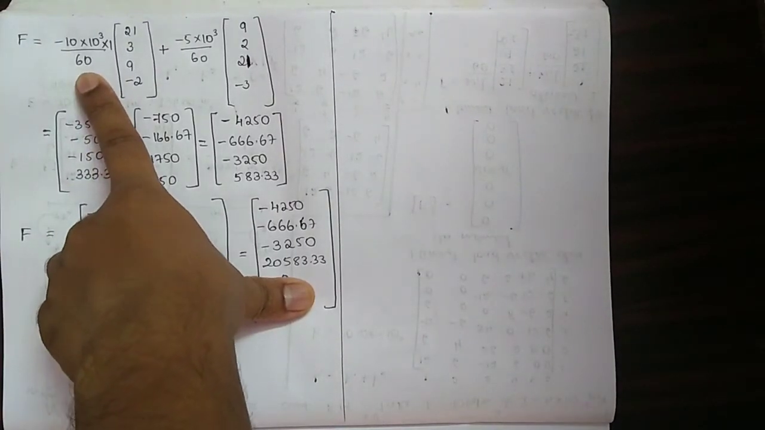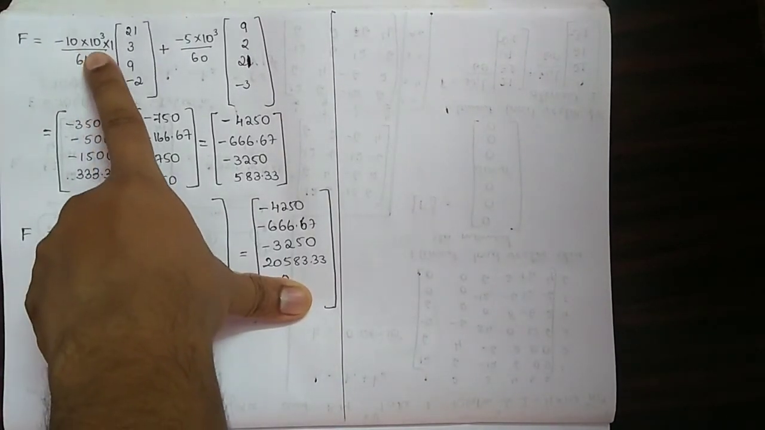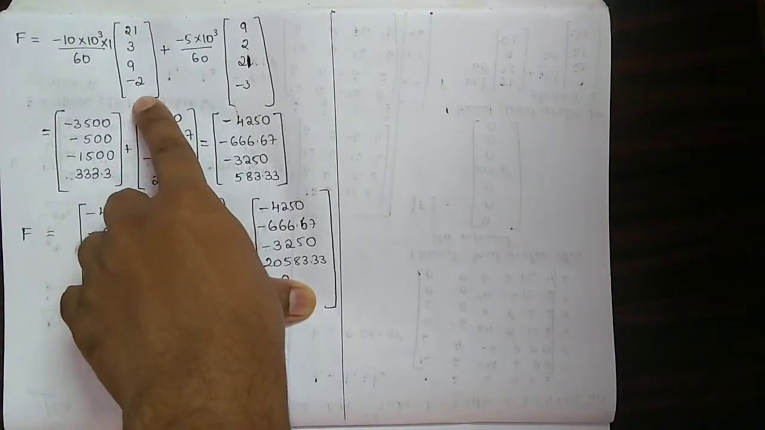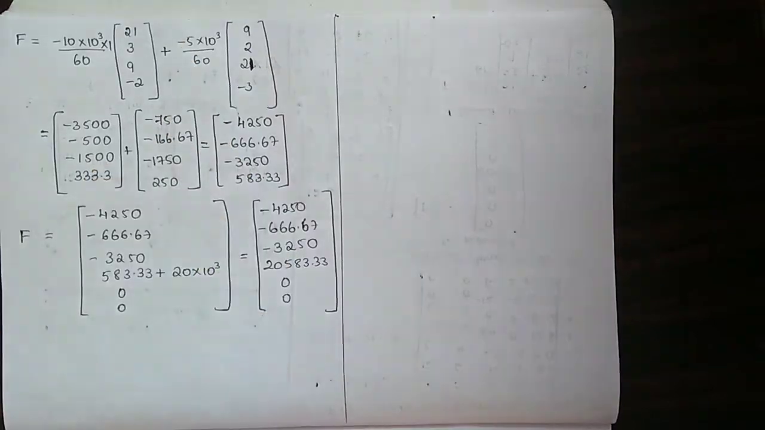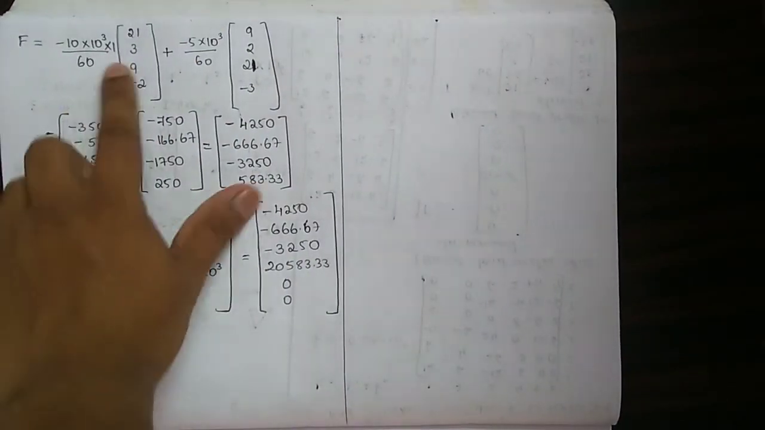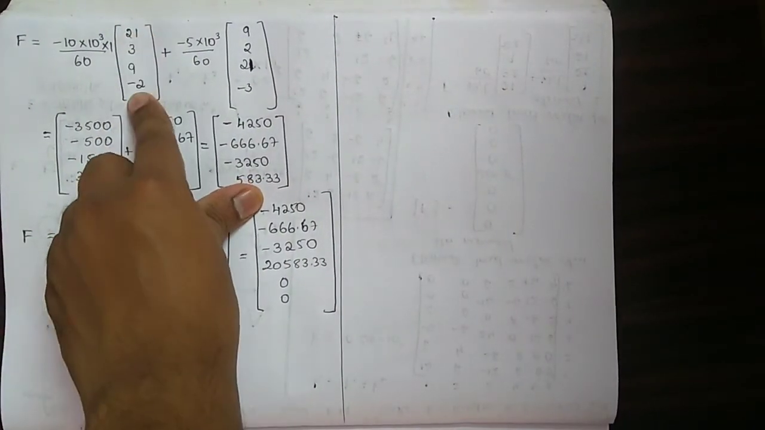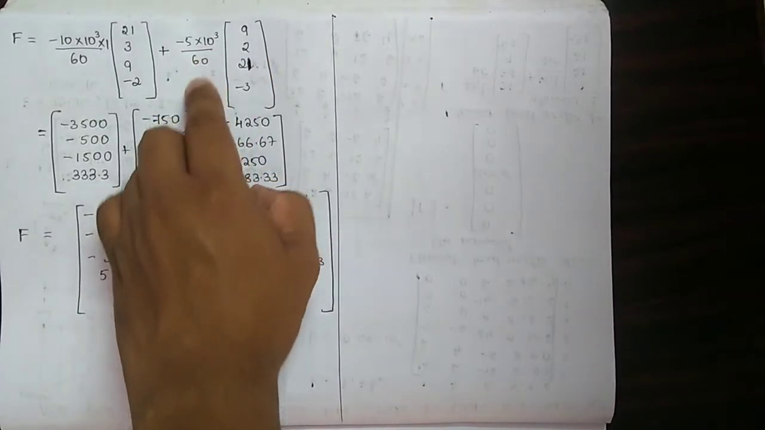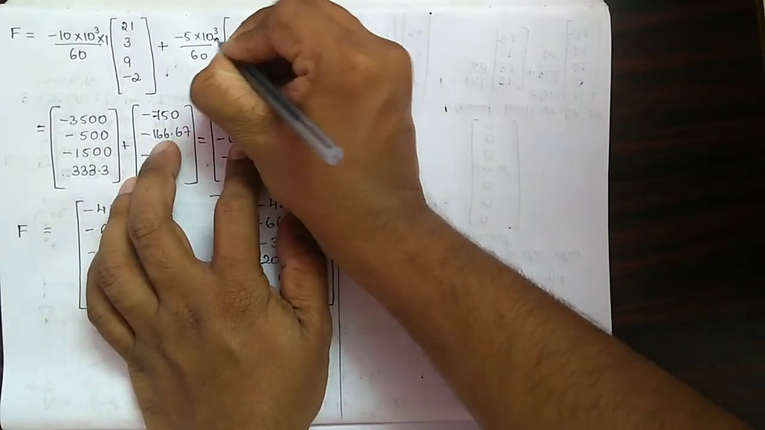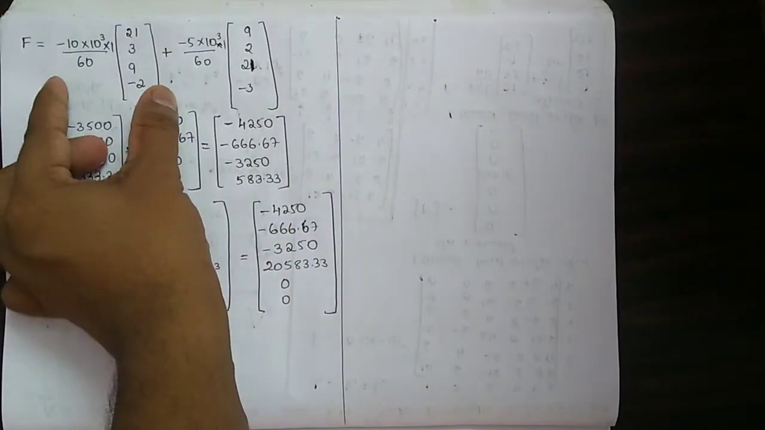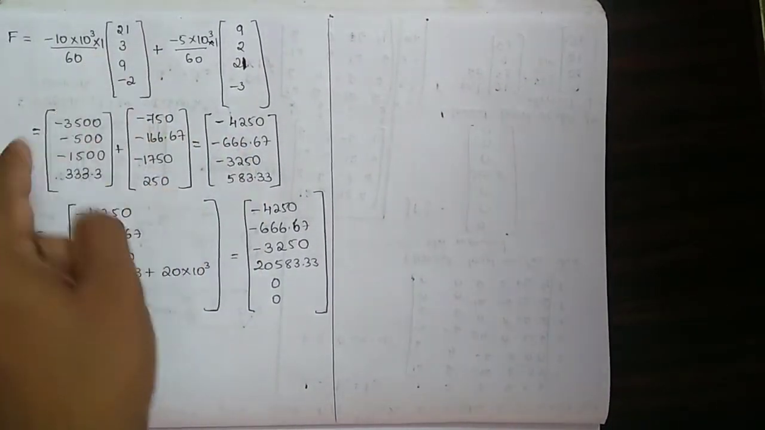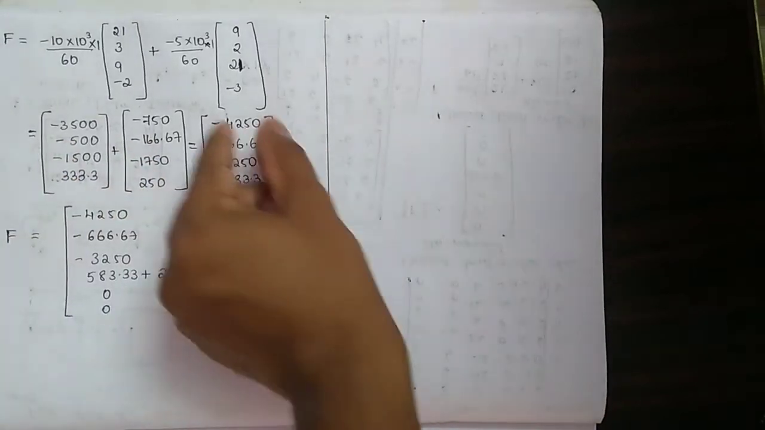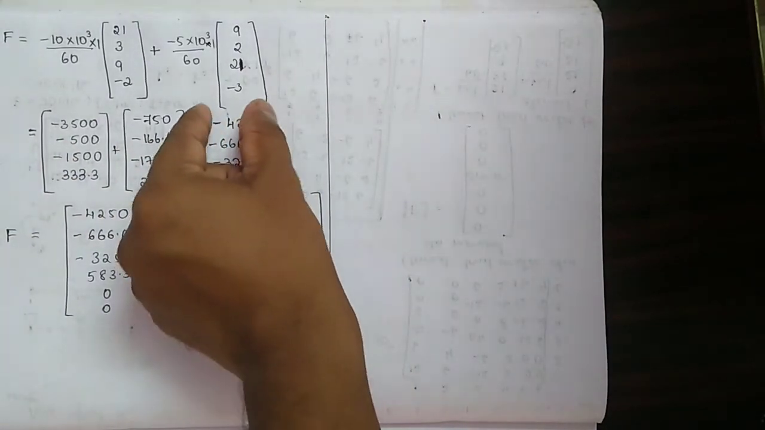So I have written the force vector for UDL, that is minus 10 into 10 raised to 3 for this matrix, and minus 5 into 10 raised to 3 for this matrix. Since the L value is 1, we can multiply it with 1, so these values remain the same, and these values also remain the same. I have calculated the values after multiplying each element and then added both elements, and we'll get these values. So we have to add this value.